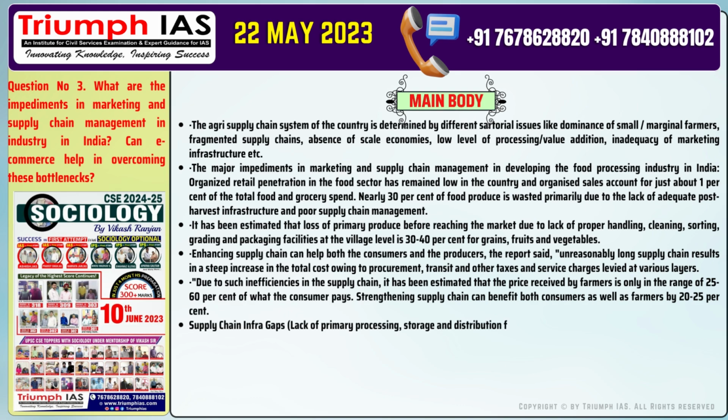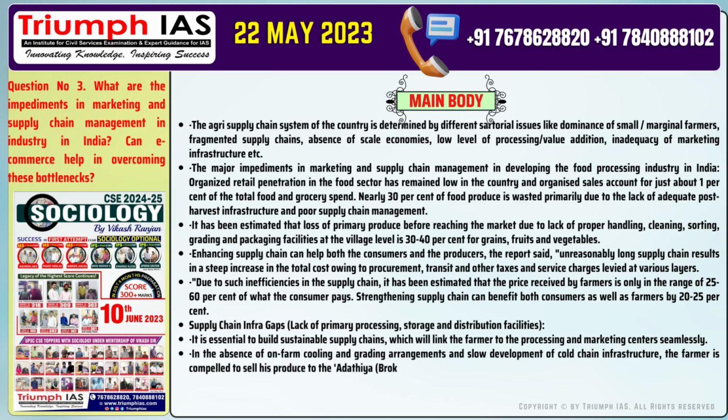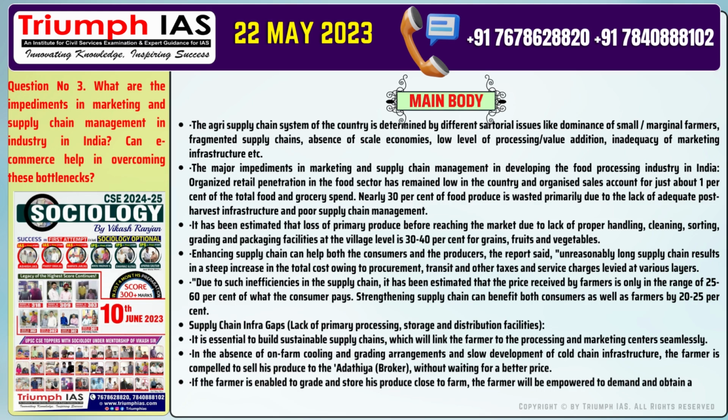Supply chain infra gaps: lack of primary processing, storage and distribution facilities. 1. It is essential to build sustainable supply chains, which will link the farmer to the processing and marketing centers seamlessly. 2. In the absence of on-farm cooling and grading arrangements and slow development of cold chain infrastructure, the farmer is compelled to sell his produce to the athia, broker, without waiting for a better price. 3. If the farmer is able to grade and store his produce close to farm, the farmer will be empowered to demand and obtain a better price from the processors and also add value to his produce.